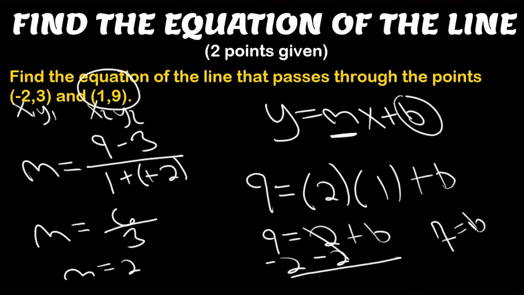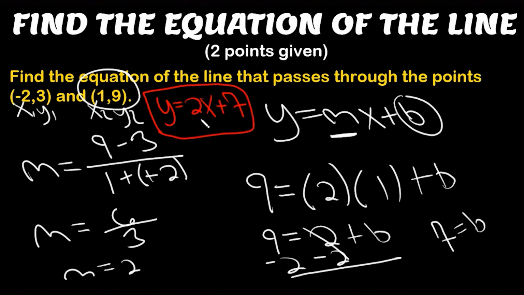So now we're going to put it all together. So putting it all together, we're going to have y equals, and why don't we go ahead and do it in a different color? This will be our final answer. I have y equals 2x, right? And then plus b, which is 7. So this here is going to be my final answer. So if you were to graph this line, it is going to be going through those 2 points, (-2, 3) and (1, 9). Okay, why don't we go ahead and try another problem?